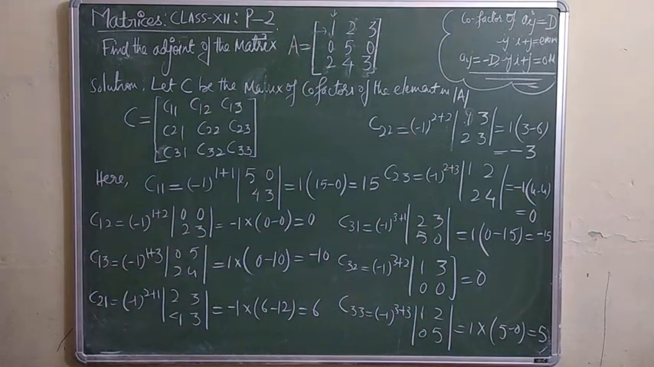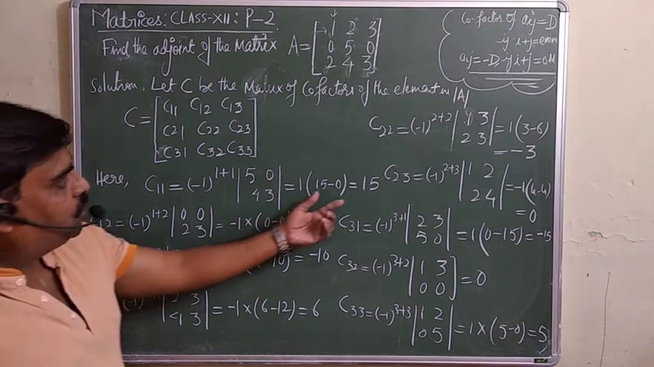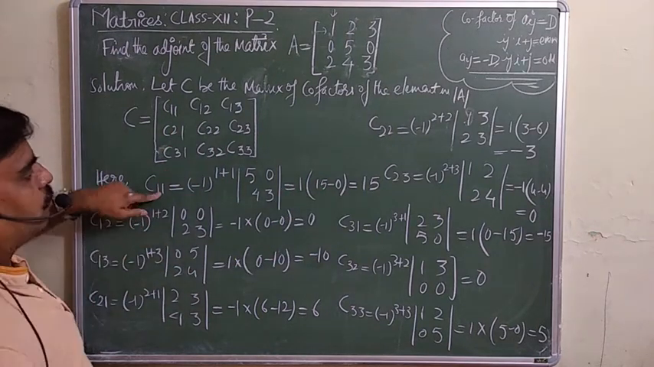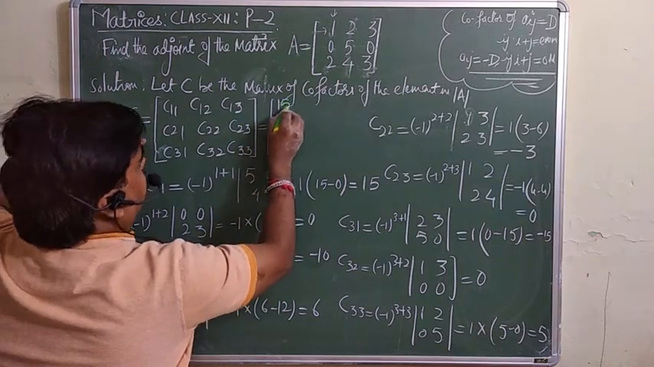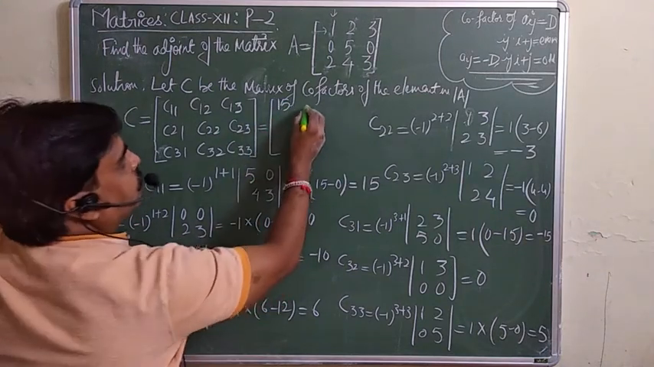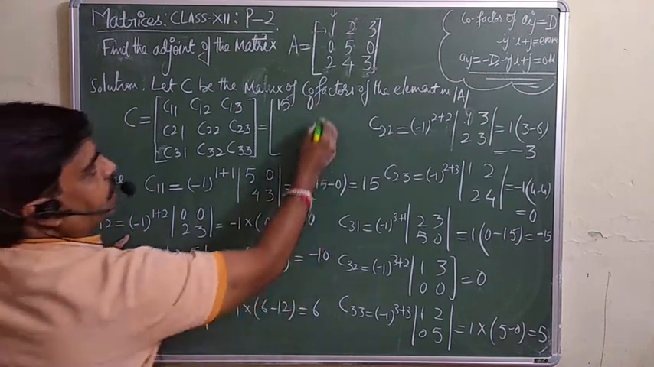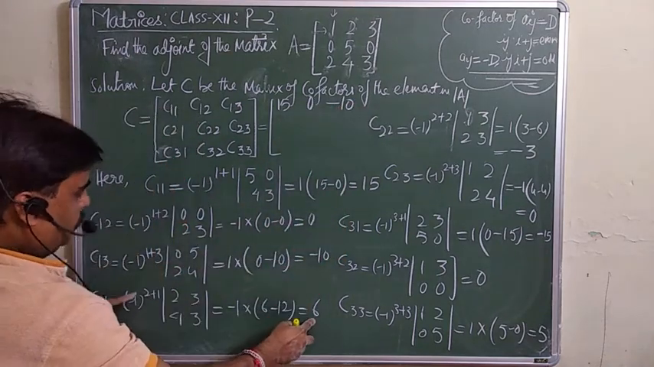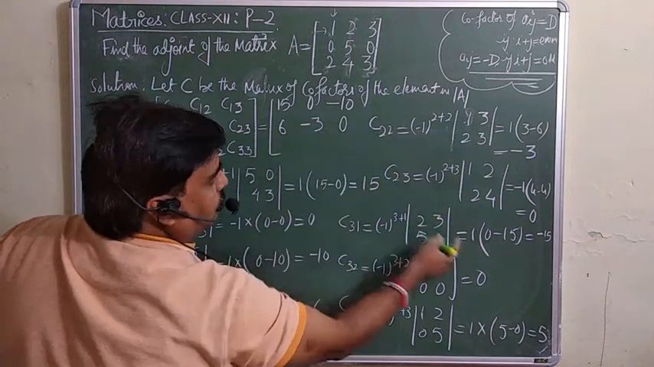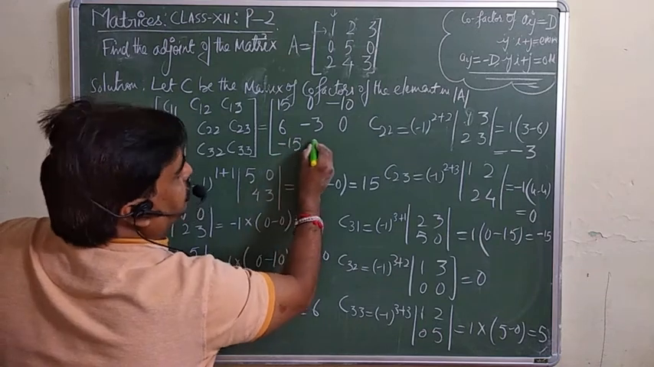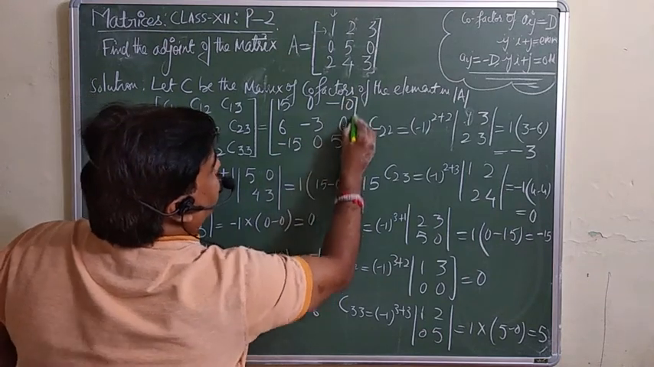Now have a look. These values you must write down here. So C11 is 15, so this will be equal to 15. C12 is 0, then minus 10. Then 6, minus 3, 0, minus 15, 0, 5. So this is your C.